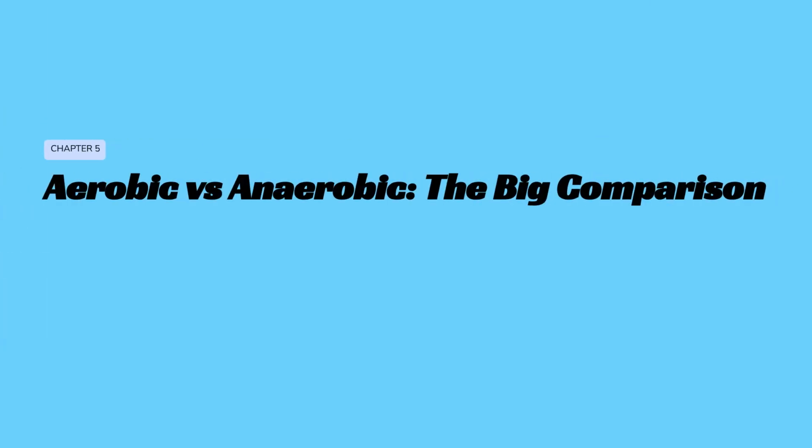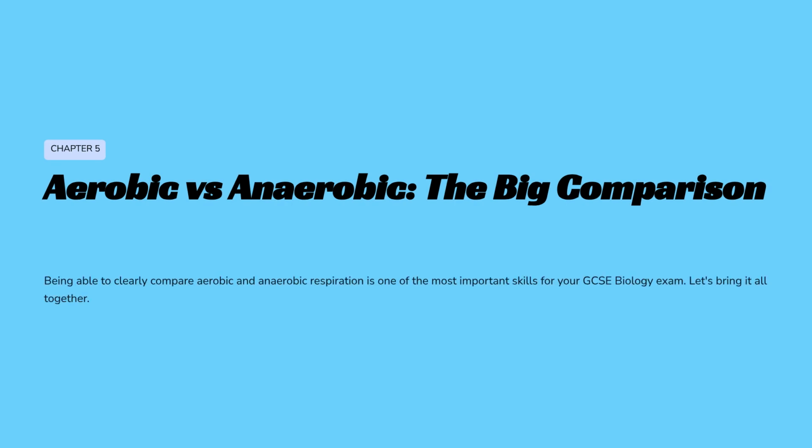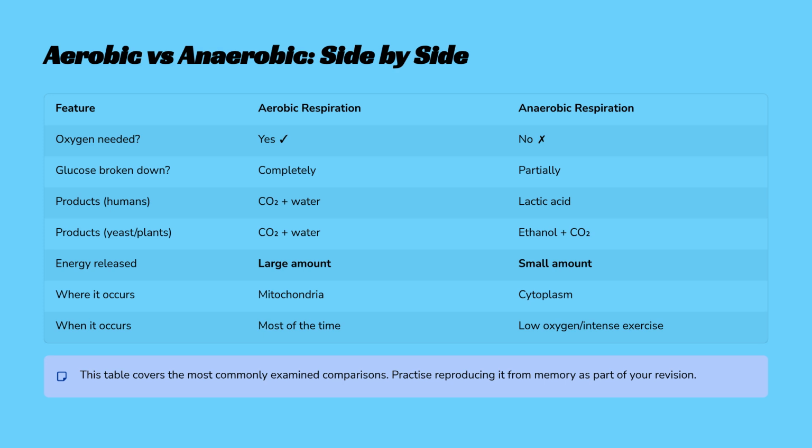We are now starting Chapter 5, Aerobic versus Anaerobic, the big comparison. Being able to compare these two processes clearly is essential for your GCSE exam success. Let's summarize the key differences. Aerobic respiration requires oxygen, breaks down glucose completely, and releases a large amount of energy in the mitochondria.